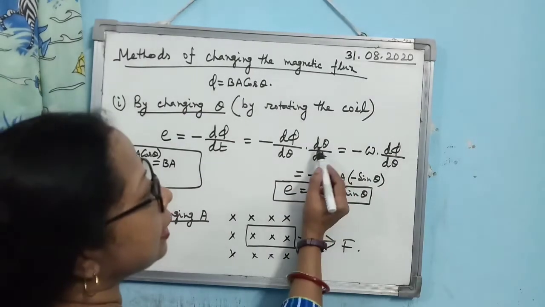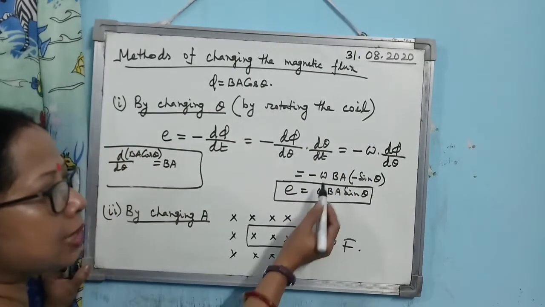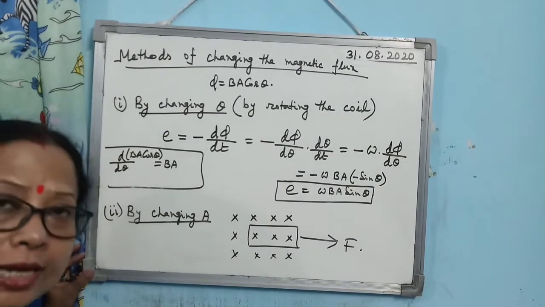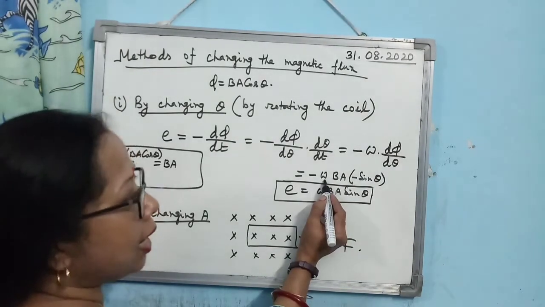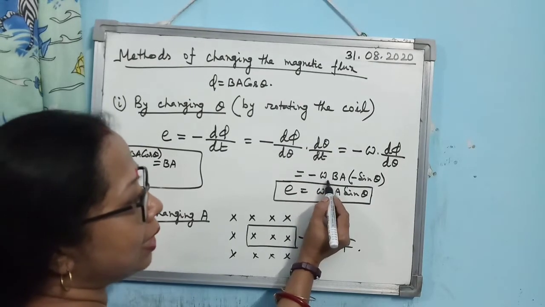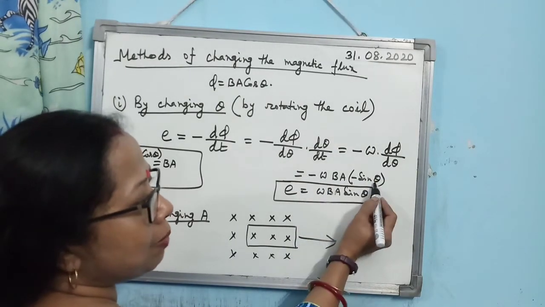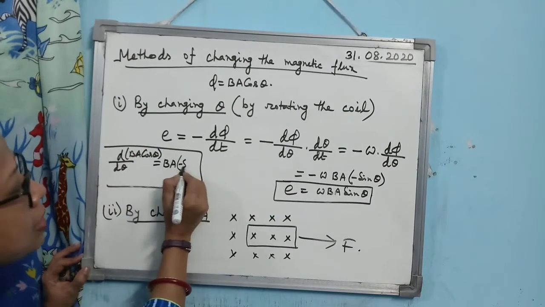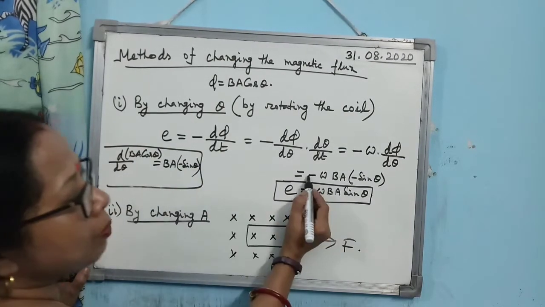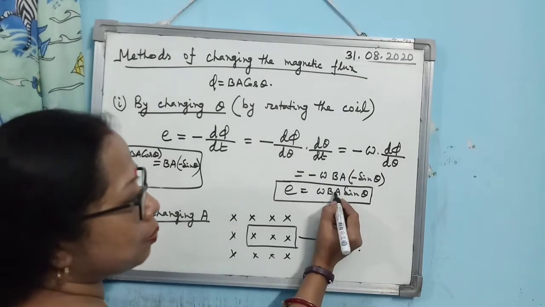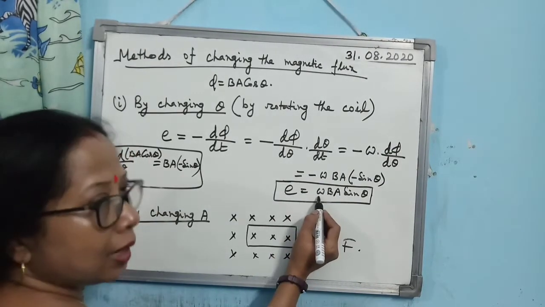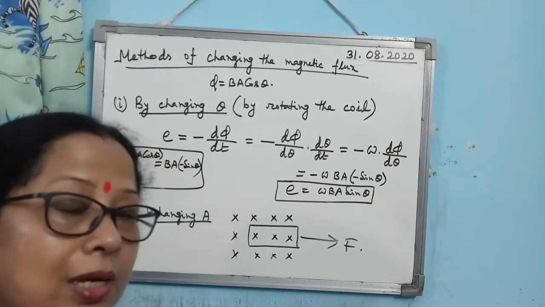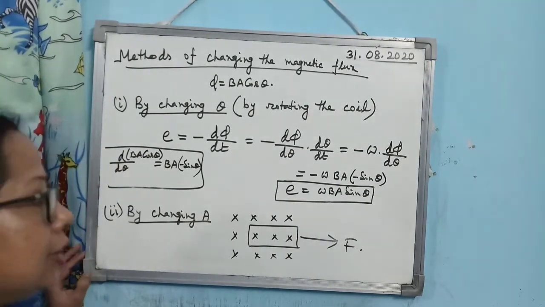And d theta by dt is nothing but the angular velocity of rotation of the coil, that is omega. So you are getting minus omega BA, and minus sin theta comes here. d by d theta of cos theta means minus sin theta, so minus minus gives plus. What is the expression for E? Omega BA sin theta. We have already used it in the discussion of the alternating current generator.